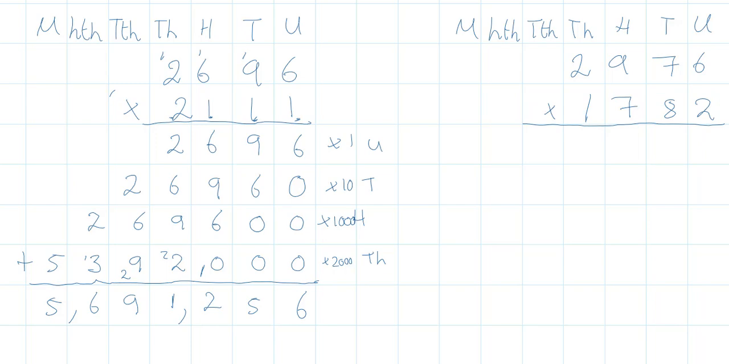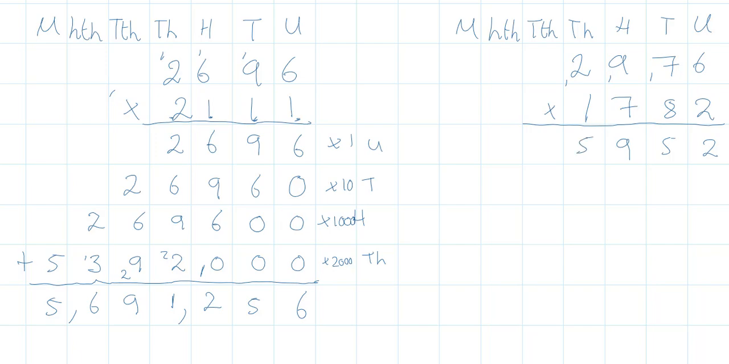This time I'm going to multiply 2,976 by 1,782. Again, I have my sums stacked over each other, and I'm going to start off by multiplying 2,976 by 2. So I start with my units. 2 sixes are 12, so put down my 2 and I carry my 1. 2 sevens are 14, plus 1 is 15, put down my 5 and carry my 1. 2 nines are 18, plus 1 is 19, put down my 9 and carry my 1. 2 twos are 4, plus 1 is 5.